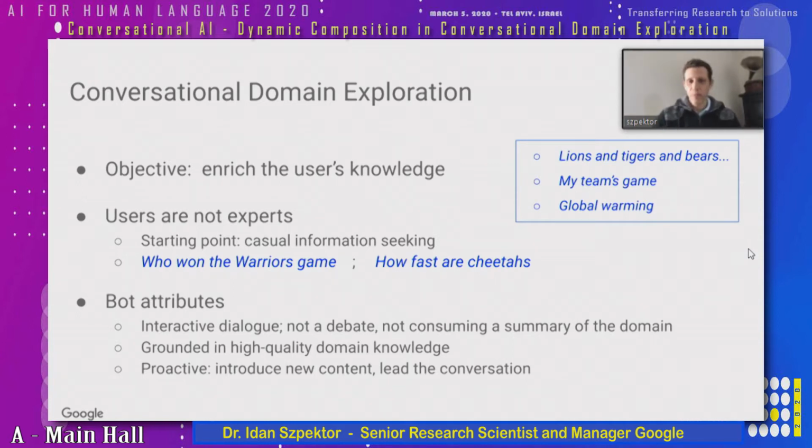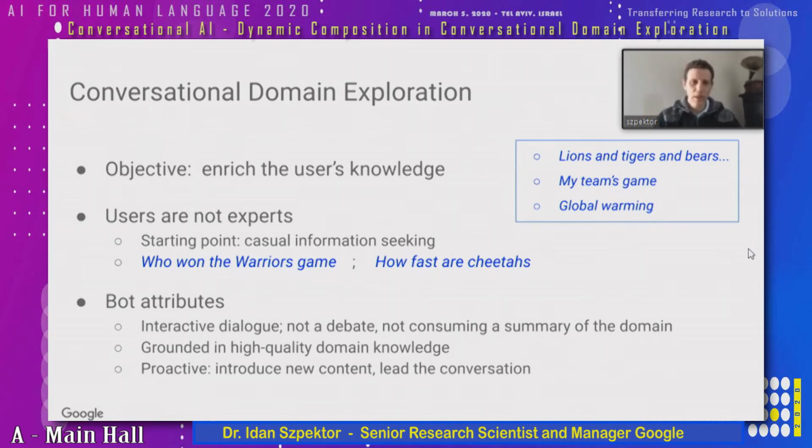And the entry point for discussing with our bot, the way we see it, because we are part of Google and the main entry point for dialogues today is Google Assistant, is some casual information-seeking queries such as, who won the last game or how fast are cheetahs. And at this point, we would like to let users who talk to the assistant to start participating in a dialogue and open the dialogue around that specific domain and learning more about that domain, if they're interested.